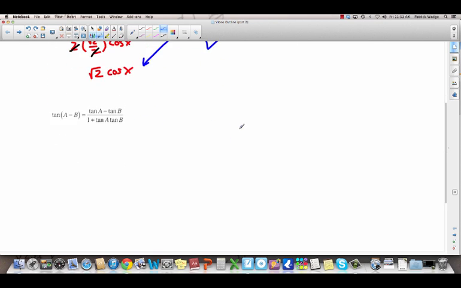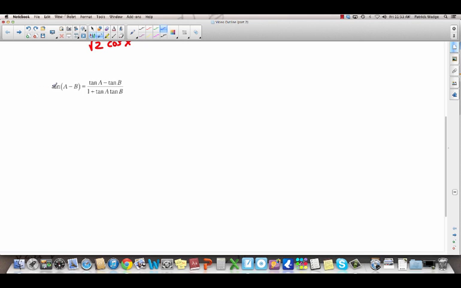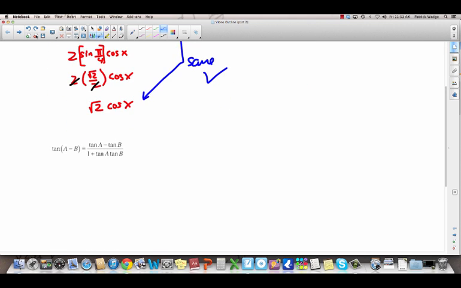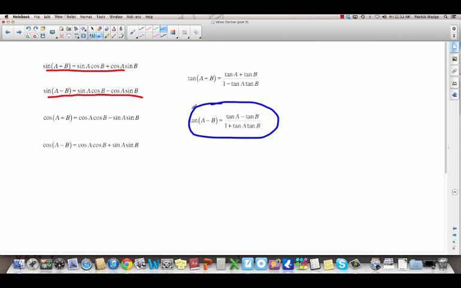Yay! Okay, next one. We're going to prove that tan of a minus b equals tan a minus tan b divided by 1 plus tan a tan b. This might seem familiar to you, because that's exactly this right here. Oh my gosh, so is it done? We're finished? No. What I'm asking you to do here is pretend that we didn't know this identity here. I want you to prove this identity by using these ones over here.